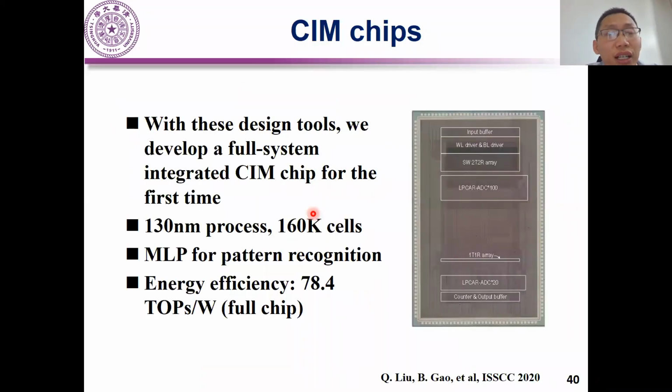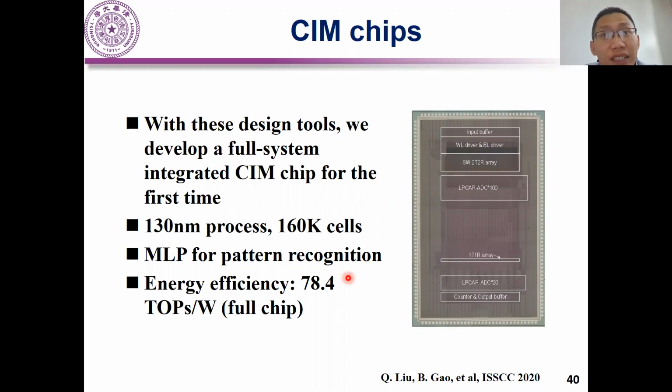With these design tools, we propose many novel methods to achieve high computing accuracy. And we also design and fabricate a full system integrated CMOS chip. This is the first full CMOS chip based on analog RRAM array and CMOS transistor mixed integration. It is fabricated with a 130 nanometer process and contains 160 kilobit RRAM cells. It can perform MLP for pattern recognition tasks.